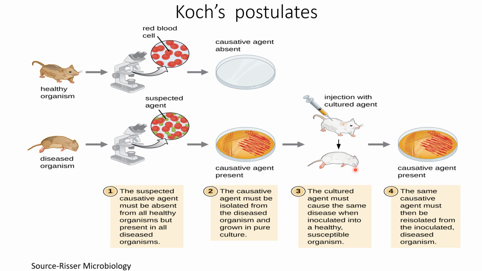And the last step that you need to do is, from this diseased animal, again you take the sample, and when you put it in a culture plate, if you get the same type of culture that you got from the first sample, then that is the last criterion that you have satisfied. If you satisfy all these four criteria, then you can very clearly claim that this particular organism is responsible for this particular disease. So this is what Koch's postulates say.